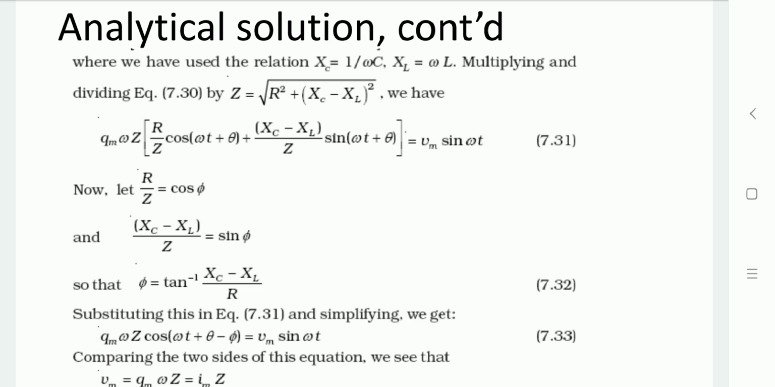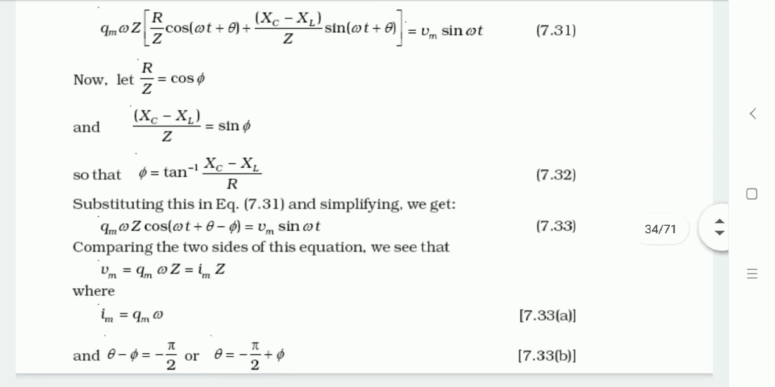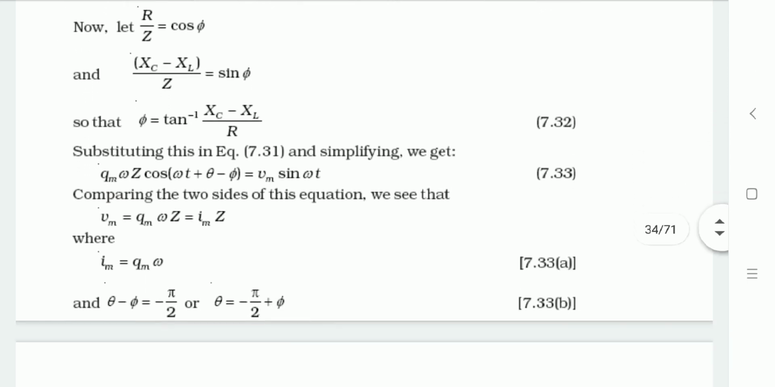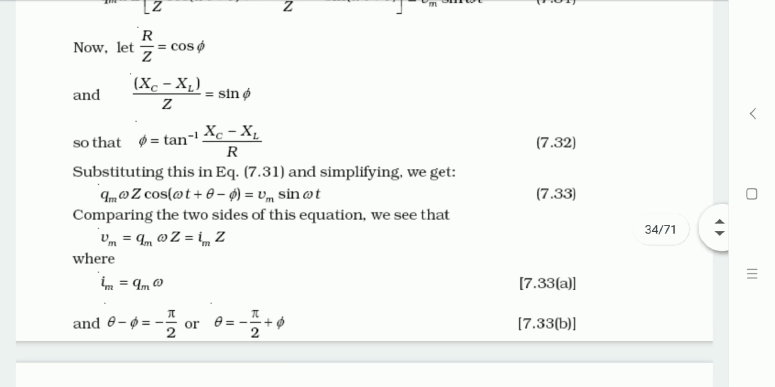So the resultant value we are having is qm omega Z cos(omega t plus theta minus phi) equal to Vm sin omega t. Now if we compare the equation from both sides, we can say that Vm equals the constant value qm omega Z, and by Ohm's law V equals IZ. So Z is common, so by comparing both sides, Im equals qm into omega.